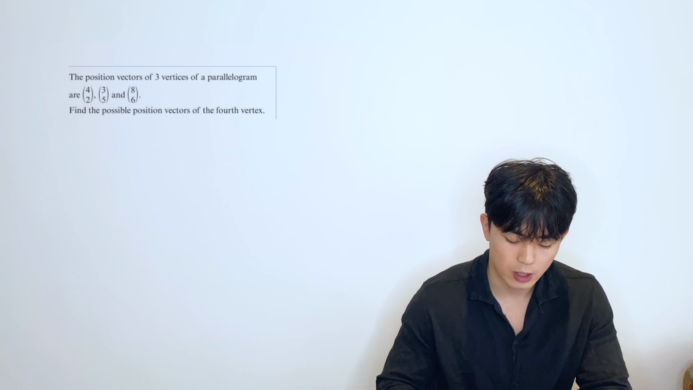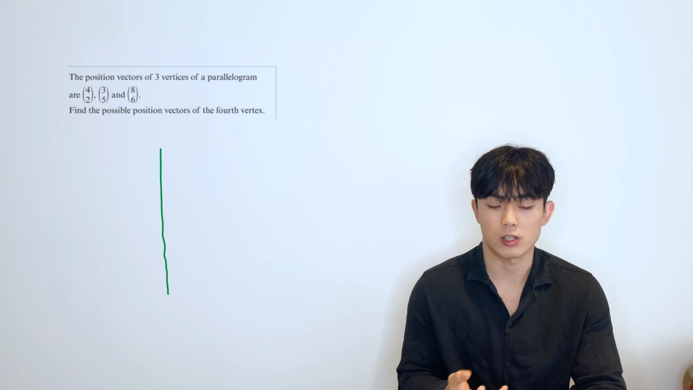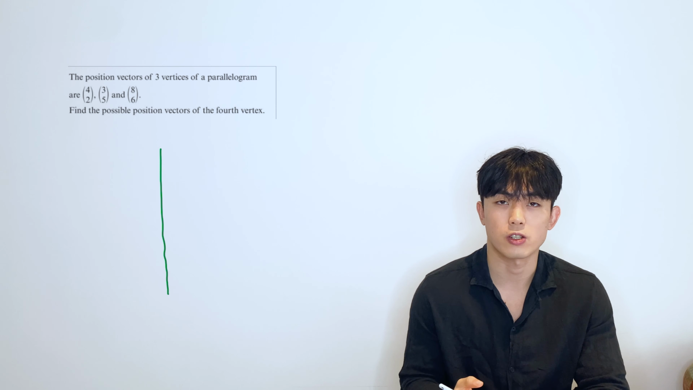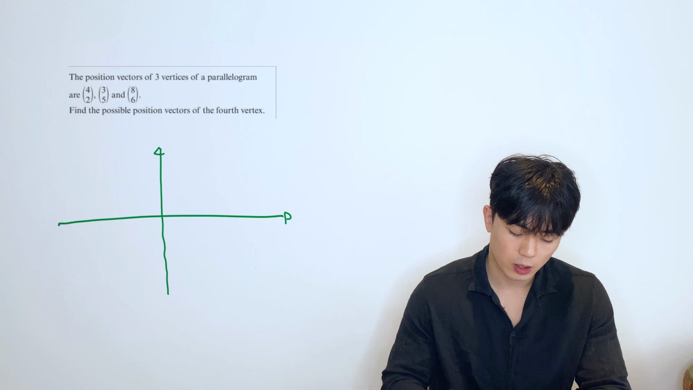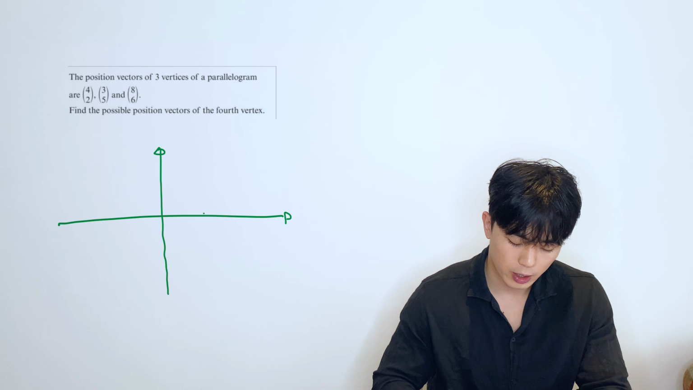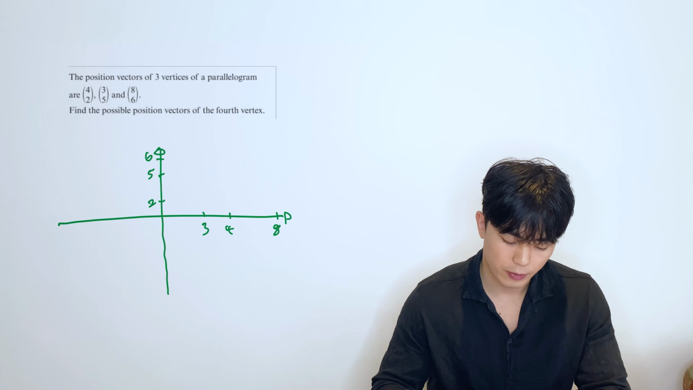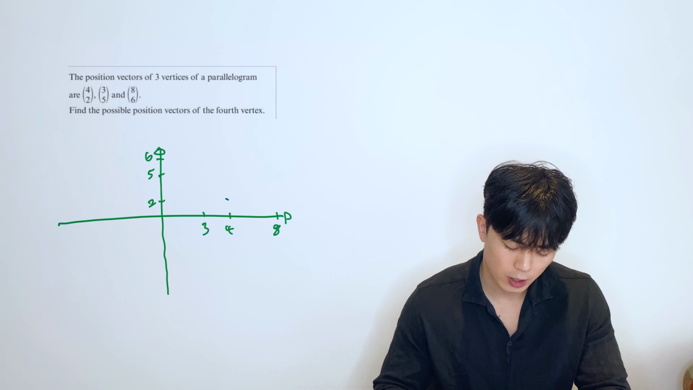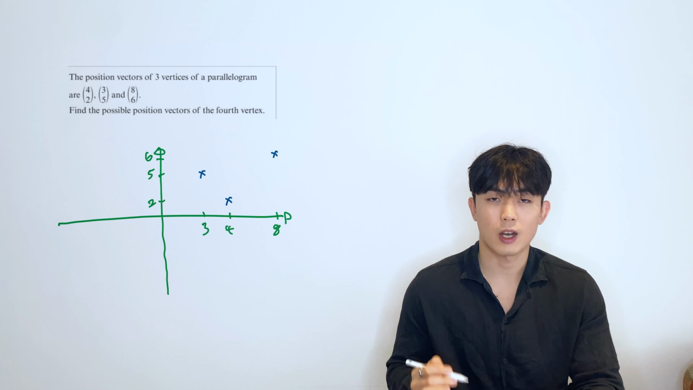Okay, so for vectors, I recommend drawing a graph. It just allows us to see a visual representation of the question. Right, so we have 3, 4, 8, and we have 2, 5, 6. So we're going to have 1, which is going to be (4, 2) here. We're going to have (3, 5), and we're going to have (8, 6), like this. Okay. Right. So it's a parallelogram.